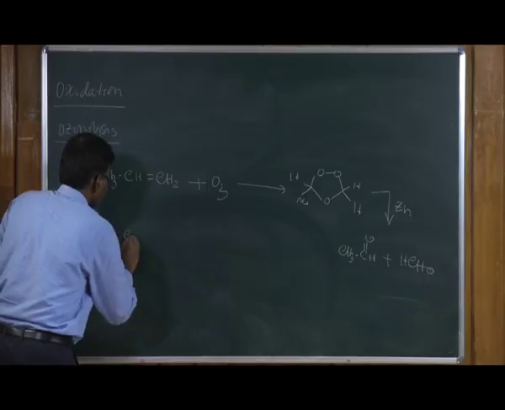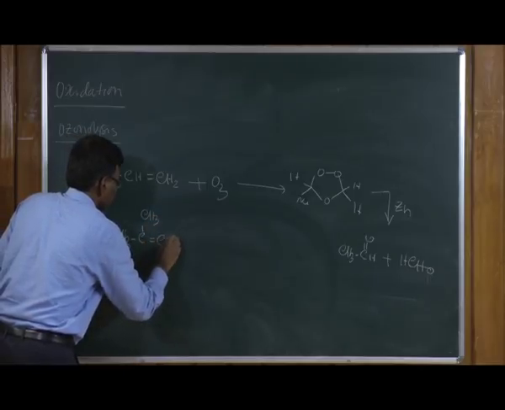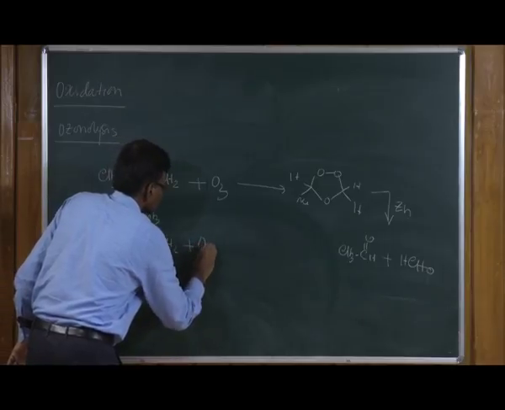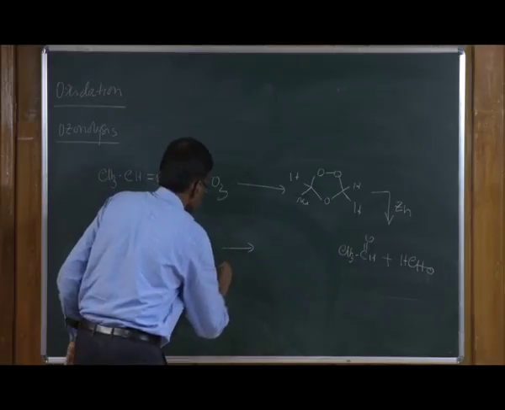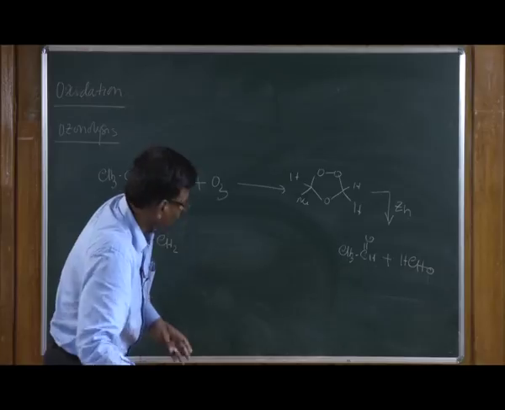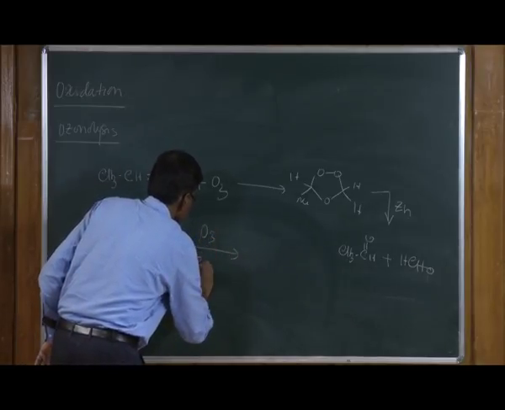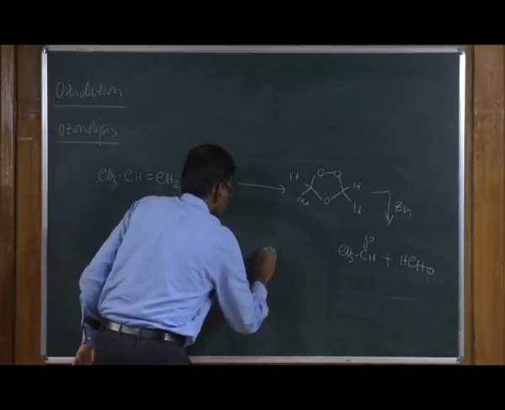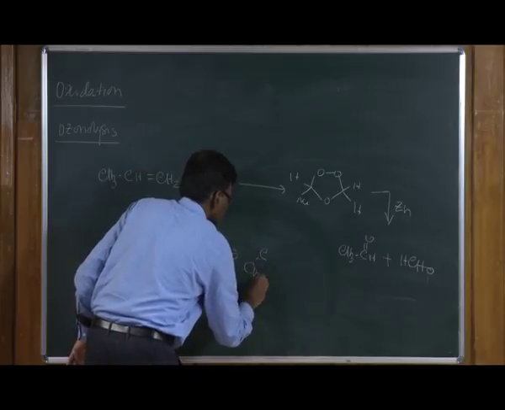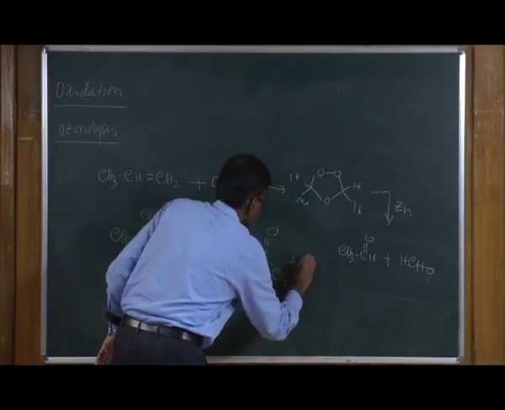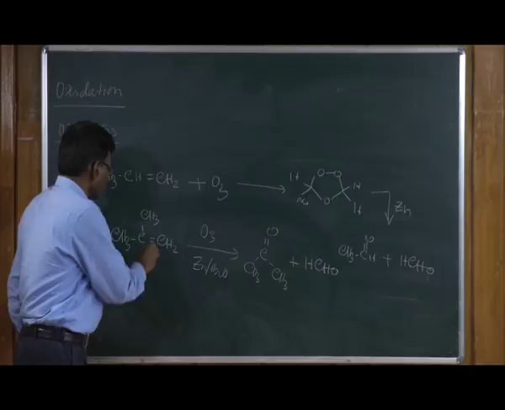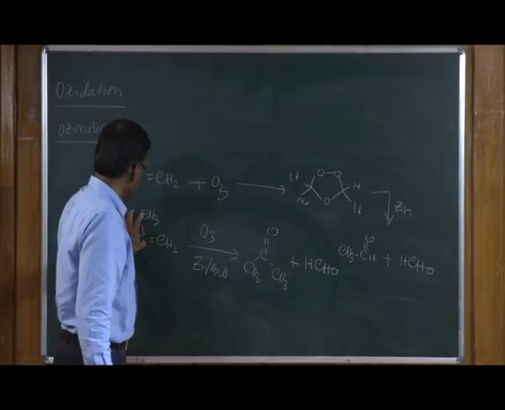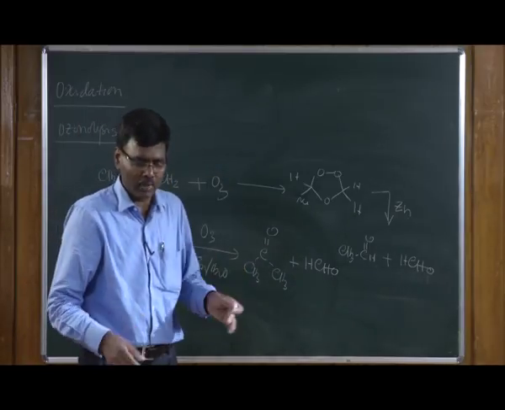Similarly, when you react this substituted alkene, for example, this one, when you treat with ozone followed by zinc, in this case you will get acetone and formaldehyde. It is an oxidative cleavage reaction. You can selectively get the ketone and aldehyde. It depends upon the substrates, you will get the carbonyl compounds.